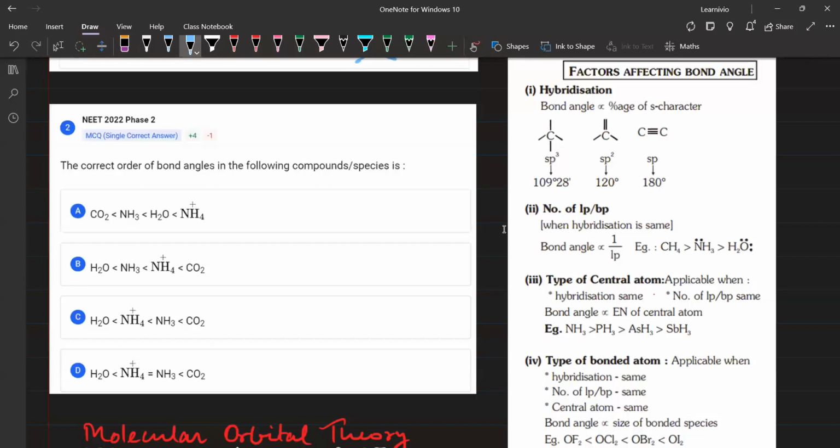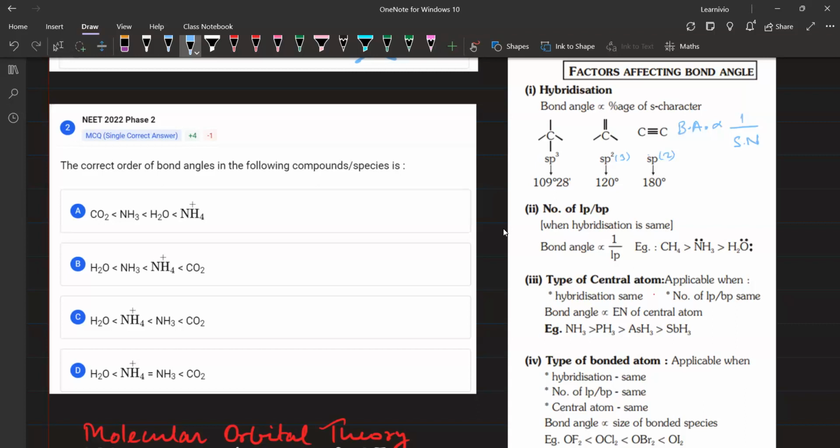And I can also write the bond angle is inversely proportional to the steric number. Because SP में steric number 2 होता है, SP2 में 3 होता है, और SP3 में 4. तो जैसे जैसे steric number बढ़ रहा है, the bond angle is what? It is decreasing. Make sense? Yes or no? Please tell me. सीधा क्या देख लीजिए, bond angle is inversely proportional to steric number.